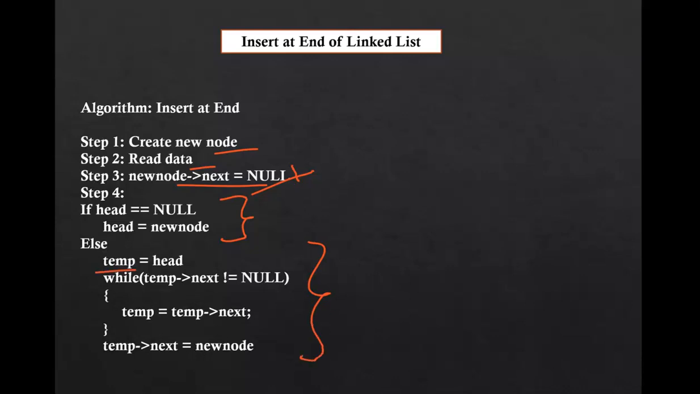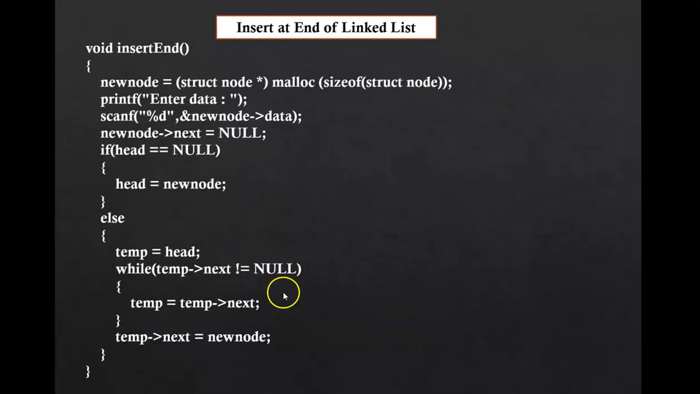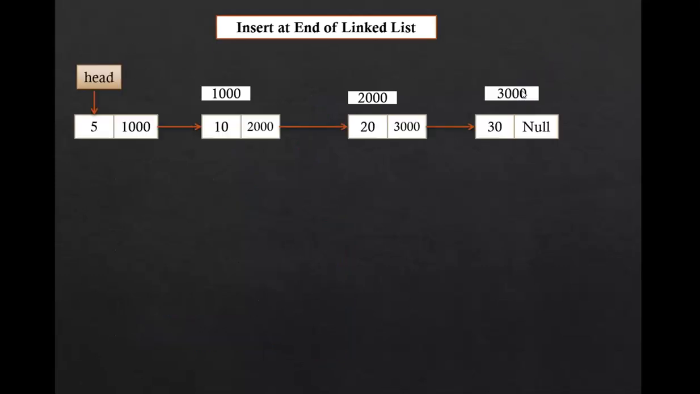Use temp, as we have seen already in the previous session, to traverse to the end of the linked list, and make the created new node the last node of the linked list. So how should I write my program? The program first creates the node and then reads the data, makes the next of the node null. If head is equal to null, make head point to the new node. Else traverse to the end of the list using temp and then make the new node the last node. We'll understand how to do this with a visual.